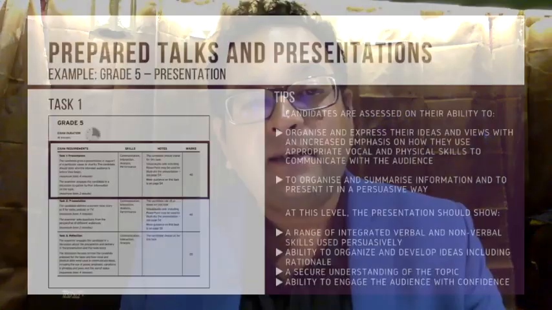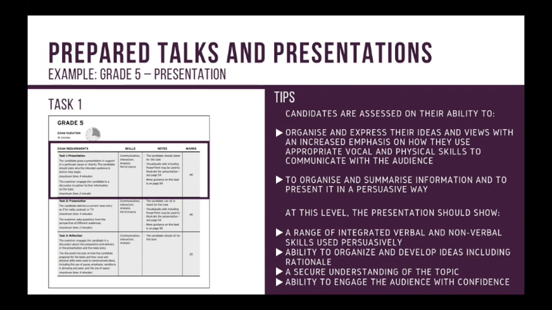Let's take the example of grade 5, task 1. The candidate gives a presentation in support of a particular cause or charity. Here the candidates are assessed on their ability to organize and express their ideas and views, with an increased emphasis on how they use appropriate vocal and physical skills to communicate with the audience. They are also assessed on their ability both to organize and summarize information, and to present it in a persuasive way.